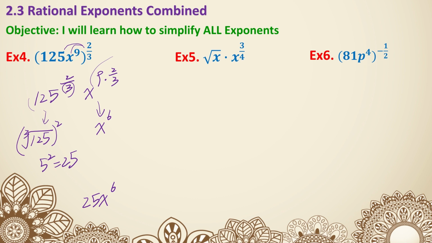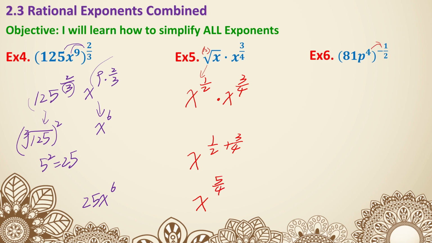Example 5. Well, typically, whenever you have a radical, you are going to need to change into a rational exponent so that we can deal with all the rational exponents together. So this basically is a little 2 there, which means the square root of x becomes x to the 1/2 power times x to the 3/4 power. We're going to add the exponents. So 1/2 plus 3/4 simplifies to be x to the 5/4.